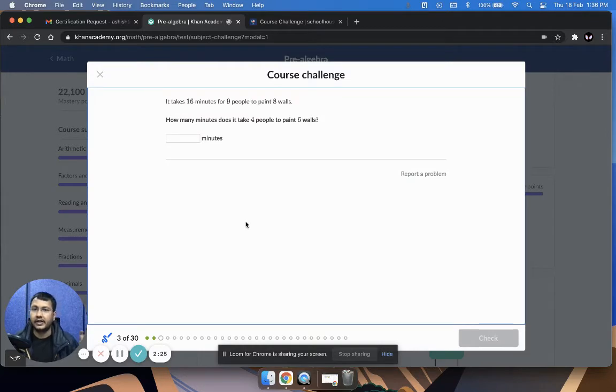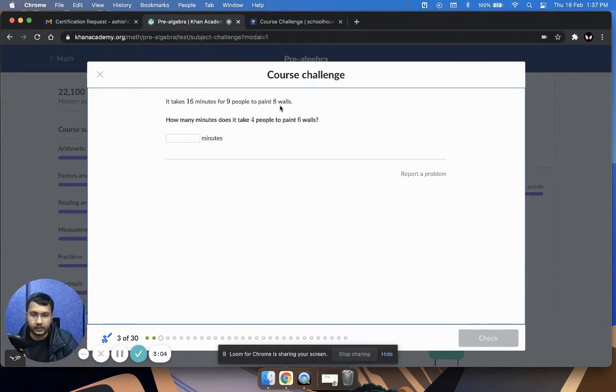Let's move ahead. It takes 16 minutes for 9 people to paint 8 walls. How many minutes does it take 4 people to paint 6 walls? Very confusing at first, but let's break it down. 16 minutes for 9 people to paint 8 walls. I'm assuming that each person is painting the same amount of wall per minute. As in, if I add one more person, it's going to add in that same proportion.